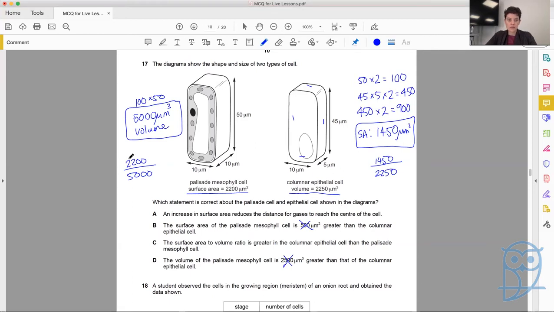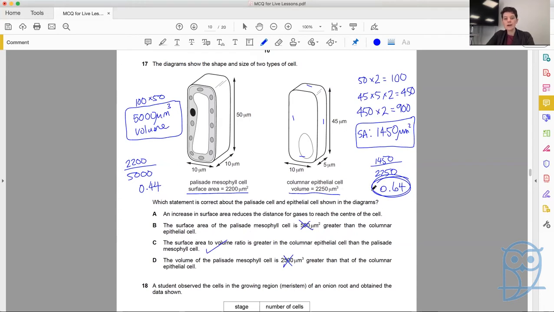So 22 over 50. Now these are things I'm not going to do in my head, so let's grab a calculator quickly. So 22 over 50 gives us 0.44. And 145 divided by 225 gives us 0.64. So, surface area to volume ratio of 0.64 is definitely bigger. So, C is correct.